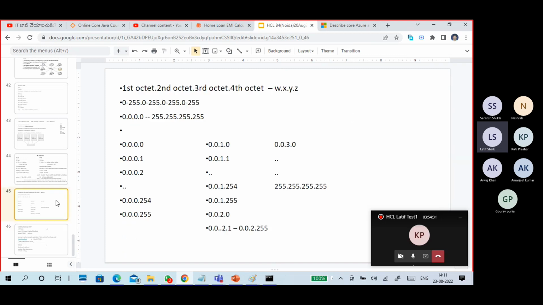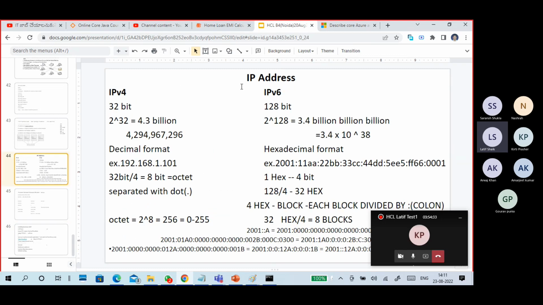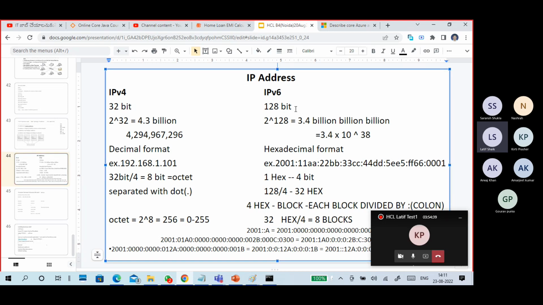So guys, once again, IPv4 and IPv6 are both IP addresses. IP address means uniquely identifying a device in the network. IPv4 is 32-bit, IPv6 is 128-bit. IPv4 has almost 4.3 billion IP addresses represented in decimal format. An example is 10.20.30.40, which is also an example for IPv4.